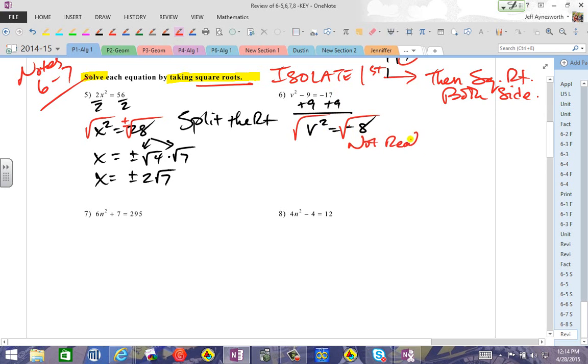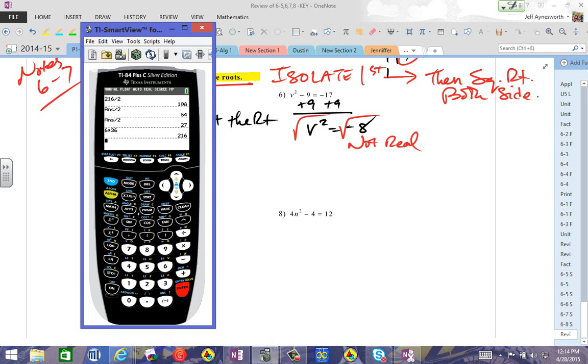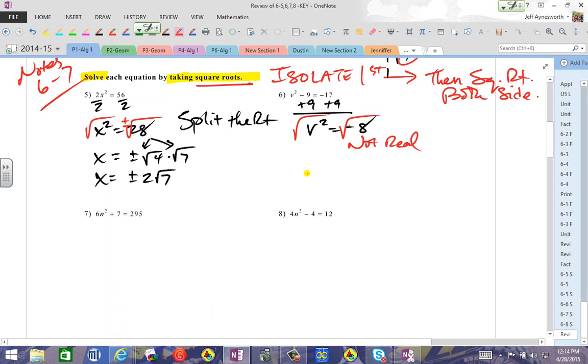I'll do it on the calculator one more time. Take the square root of negative 8, and it tells you that the answer is not real. There's no real solution. No real solution. Why? Because a positive can't equal a negative, okay? Can't happen.